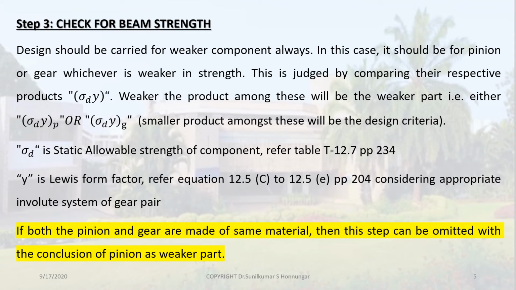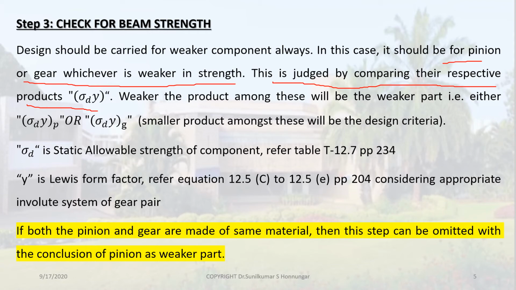Now what you have to do is declare which is going to be the weaker. I think I told this elaborately, but again I'll read it out, so it is self-explanatory. In this case, the design should be for the pinion or for the gear, whichever is weaker in strength. This is judged by comparing their respective products of sigma d into y.